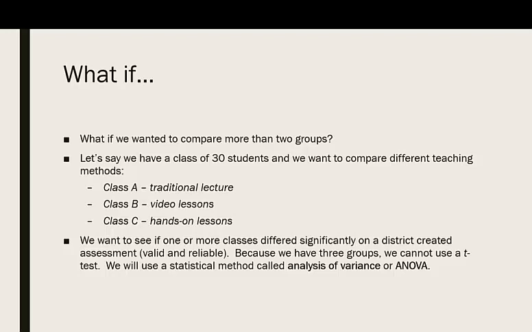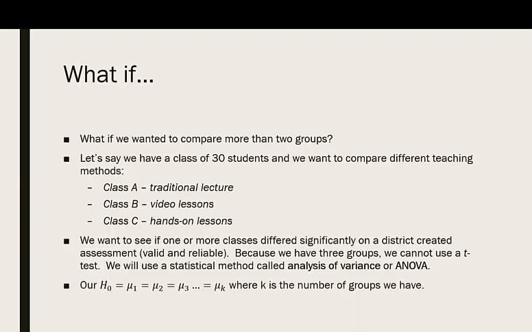Because we have three groups, though, we cannot use our t-test, because that, as we know, was designed for two groups. So when we have more than two groups, we're going to use what is called our analysis of variance, or ANOVA for short, A-N-O-V-A, ANOVA.